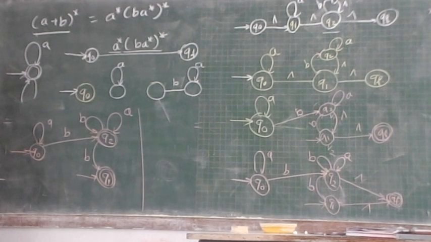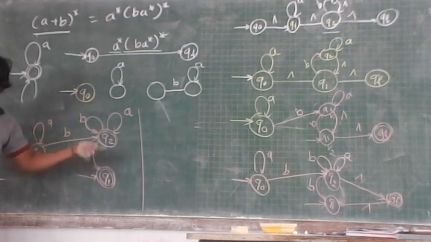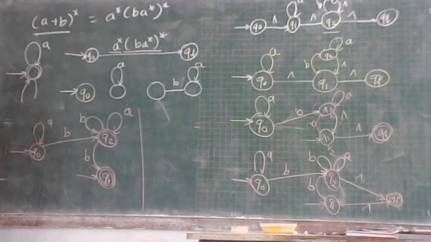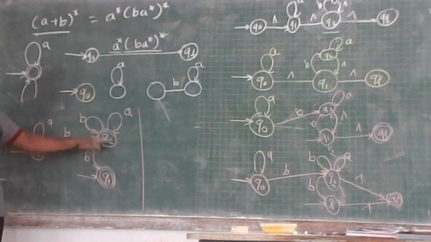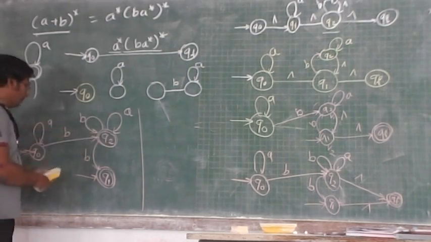Does any meaning change? See, being here at Q2, you are able to produce any number of A's and B's. Any string of A's and B's you can produce. But to get the last B, you are going to Q1. So that exactly you can get being at Q2 itself. For that case, you can merge these two.